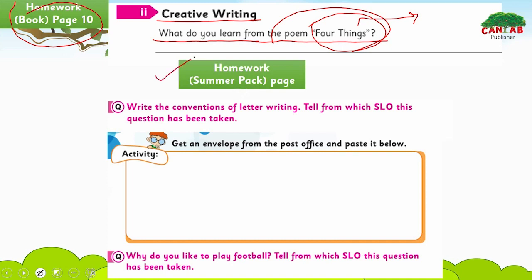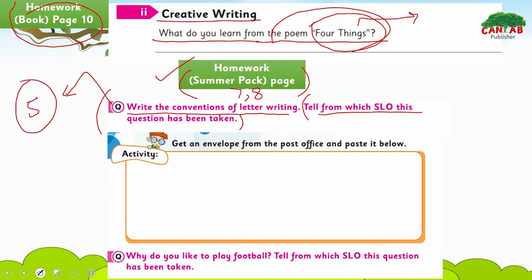Here is the second homework for you people on summer pack page number 7 and 8. So the first question is to write the conventions of letter writing and tell us from which SLO this question has been taken. So you have to write down the conventions. There are 5 conventions of letter writing. You have to explain each one here, and you have to tell also the SLO from which it has been taken.